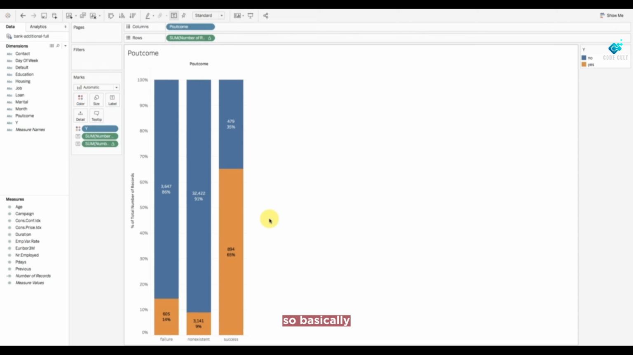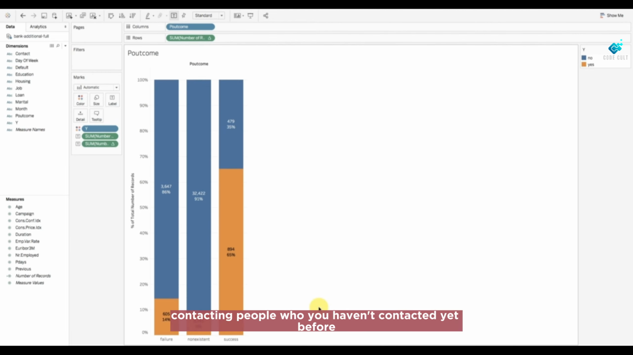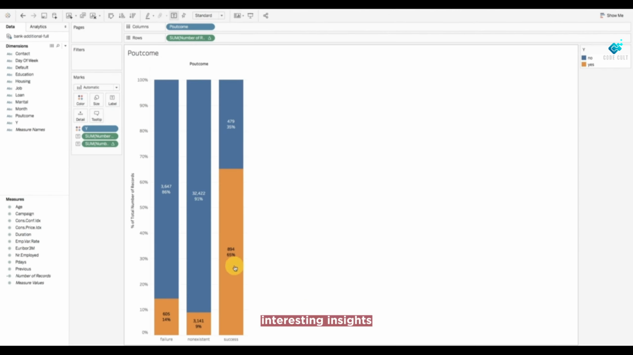So basically, you would contact them in this order. You'd contact people who you've successfully sold to before, then you'd contact people who you've unsuccessfully sold to before, and only then would you spend your time and resources and energy contacting people who you haven't contacted before. Interesting insight.